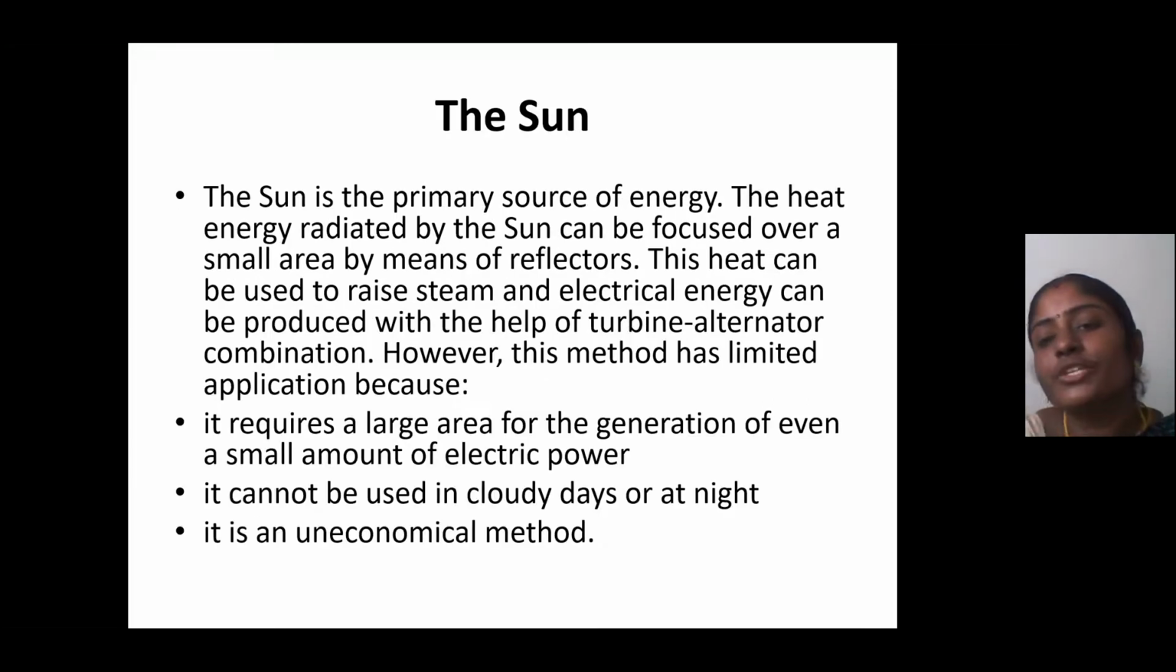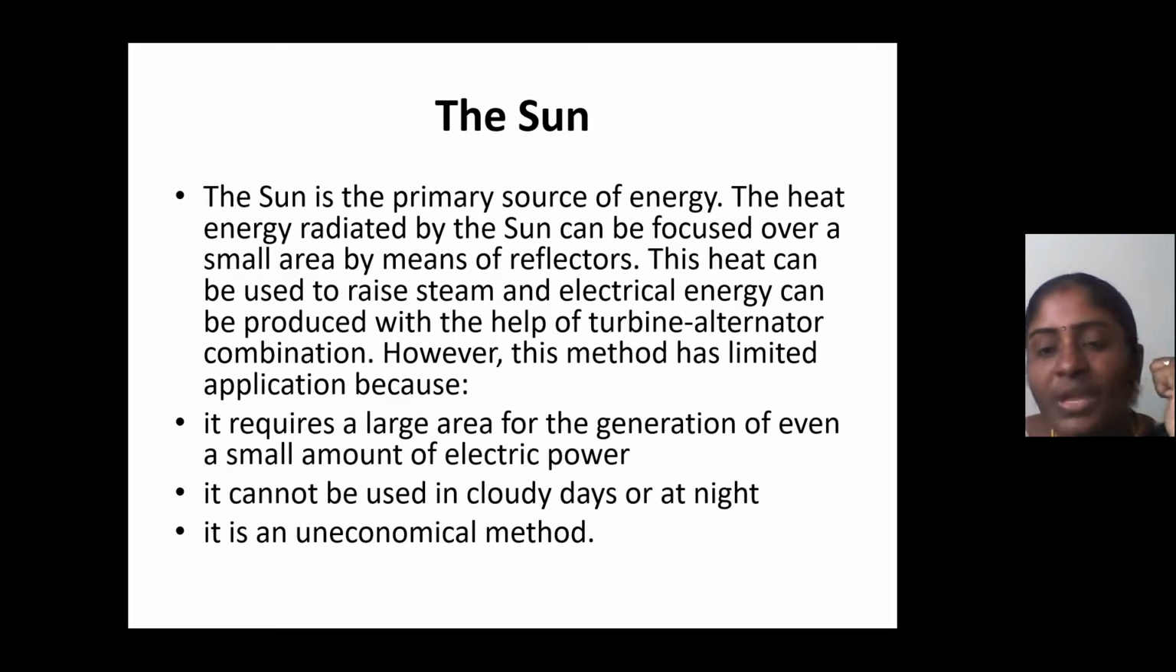The sun is the primary source of energy. The heat energy radiated by the sun can be focused over a small area by means of reflectors. That is called a solar collector. Already we know, in day-to-day life we see solar collectors, which help to heat water. In many houses and domestic appliances, they are using solar heaters. This heat can be used to raise steam, or electrical energy can be produced with the help of turbine-alternator combinations.